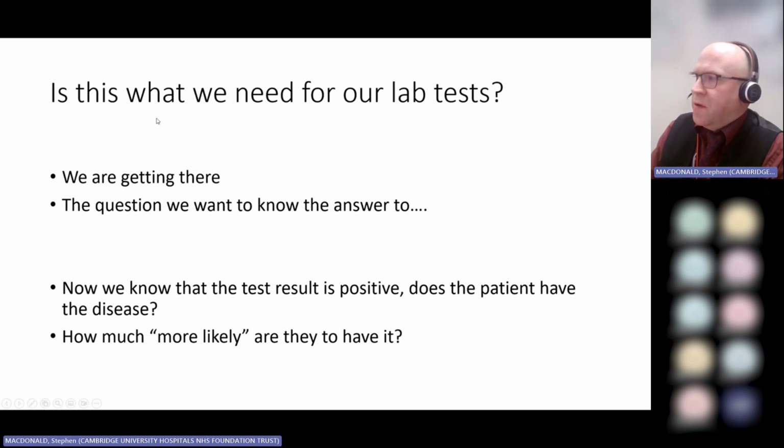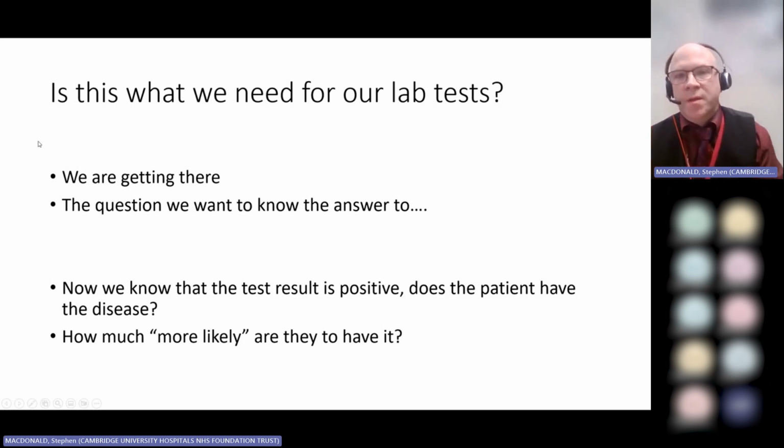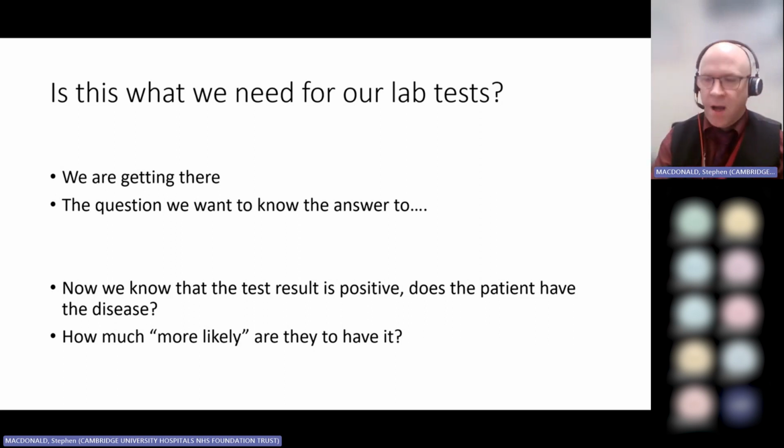So is this what we need for our lab test then? I think we're getting there. But to reiterate, the question that we need to know the answer to is, now that we know that a test result is positive, does the patient have the disease? And again, we really need to be less black and white here. Maybe we need to think of it a little bit more probabilistically. So knowing what we know, and now that we've got this result, how much more likely are they to have that?